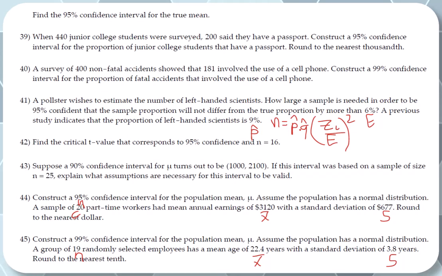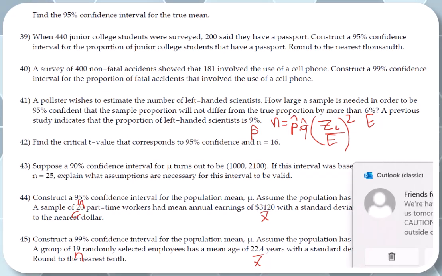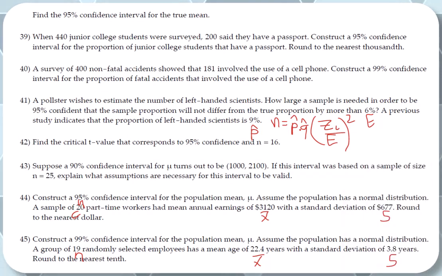40. A survey of 400 non-fatal accidents showed that 181 involved the use of a cell phone. Construct a 99% confidence interval for the population proportion of non-fatal accidents involving the use of cell phones. So please change that one. It should be non-fatal accidents. So we have N is 400, X is 181, and we want a confidence level of 99%.